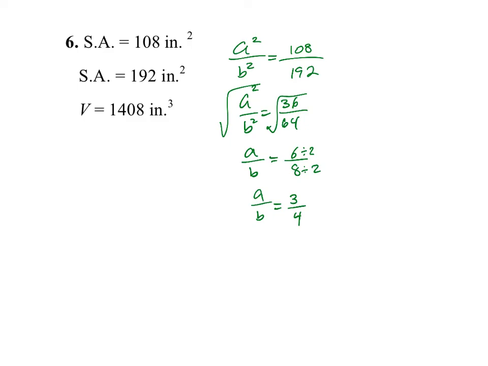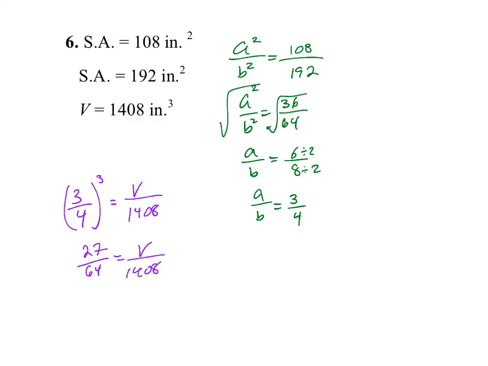Now again, I have 3 over 4 cubed equals V over 1408. So 27 over 64 equals V over 1408. I can cross multiply. So I have 38,016 equals 64V. Now I'm going to divide by 64. So the volume of the smaller figure is 594 inches cubed.